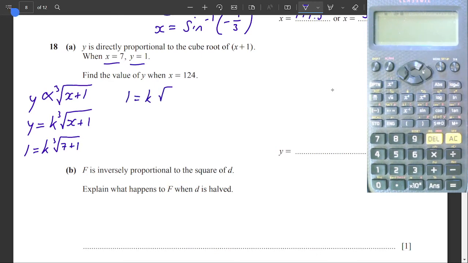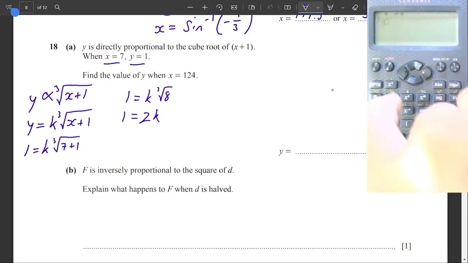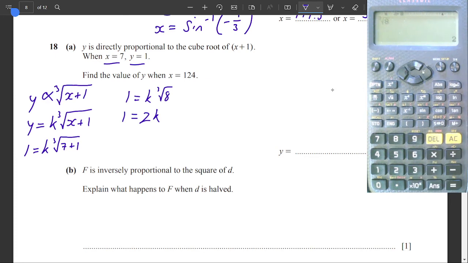So that means 1 equals k times the cube root of 8. What's the cube root of 8? Of course, it is 2. So 1 equals 2k. You understand that? The cube root of 8 equals 2. k times 2 is 2k. And then divide it, so k equals a half. So we can now rewrite this equation with k being a half. So that's the constant of proportion. It's a half.